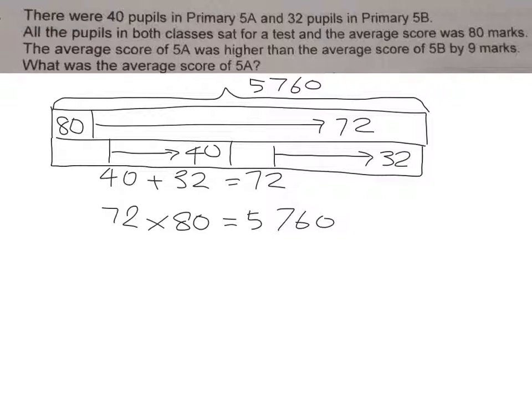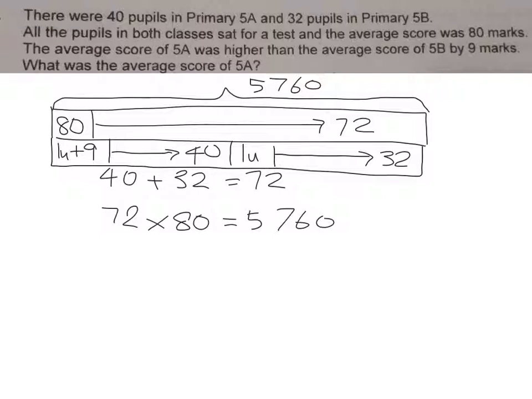So if we were told that the average for 5A is 9 marks higher than 5B, let's assign a value to the average of 5B. Let it be 1 unit. So 1 unit is the average score of all the pupils in 5B. Then the average score of 5A will be 1 unit plus 9 marks.